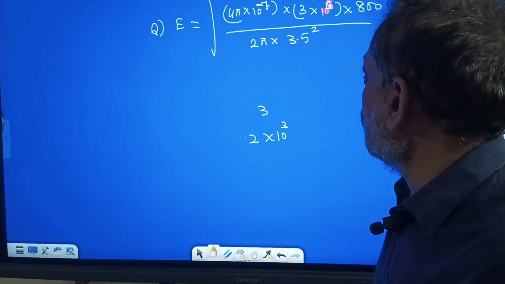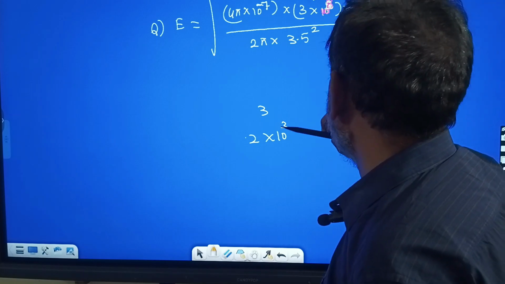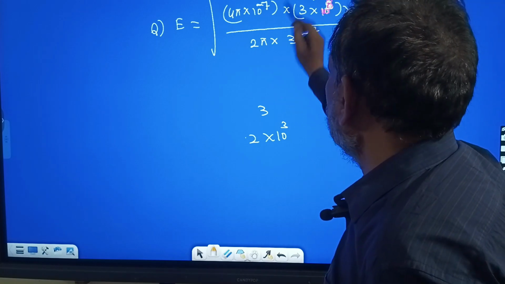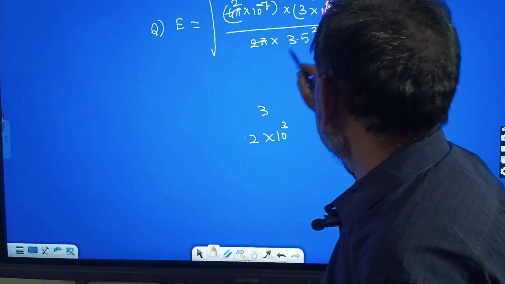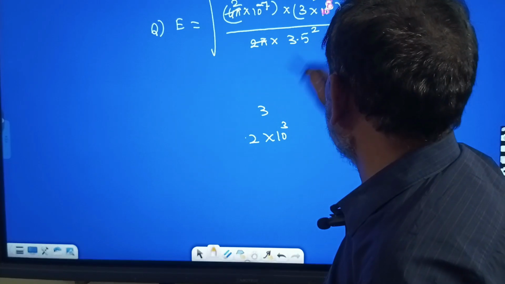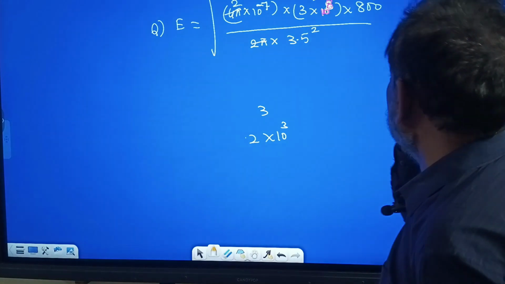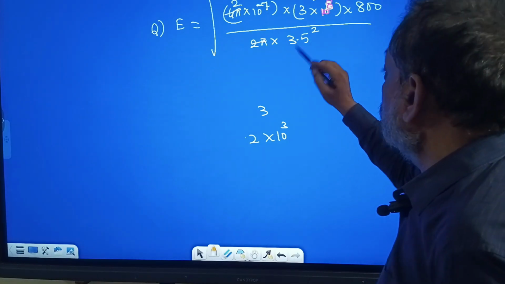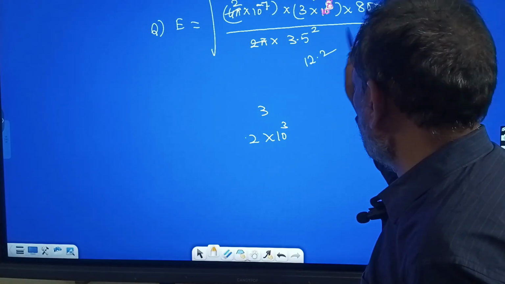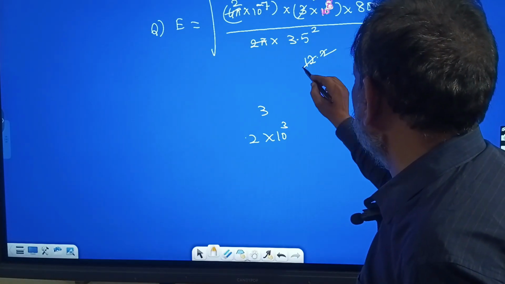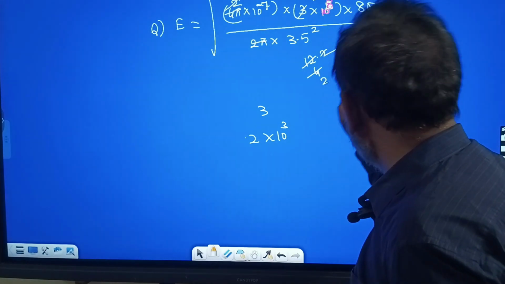So let us see the calculation part of this one. Okay, sir. Good. Now this is cancelled. This will be 2. This is 3.5 whole square, sir. 1.2. 3.5 square is how much? 12.2. I take 12 only. So 3 1s are 3, 4s are 12. Now 2 1s are 2, 2 2s are 4, 2 4s are 8.